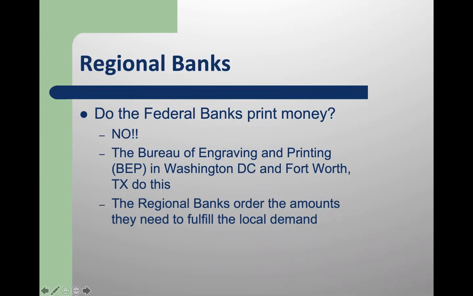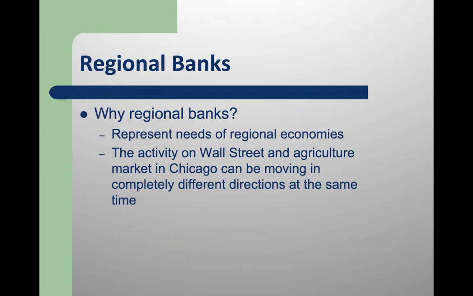You might ask, why do we have 12 branches? We'll get to that in a second. Just also want to make note that the regional Federal Reserve banks do not print money. They'll order money and receive it and distribute it and enter it into circulation, but they do not print it on site. There's only two places in the country that print bills. It's the Bureau of Engraving and Printing in Washington, D.C. and Fort Worth, Texas. The regional banks order the amounts they need to fulfill local demand, and they also get rid of old currency that's no longer fit.